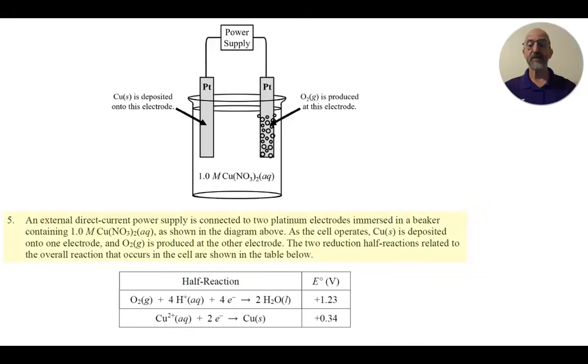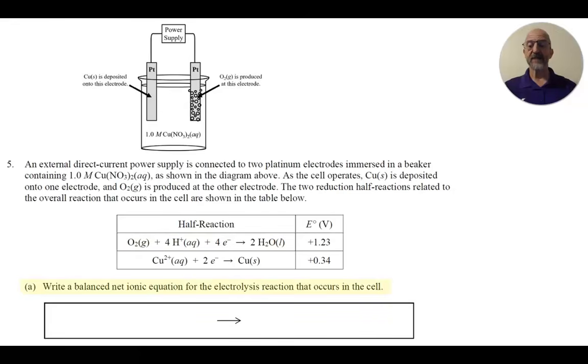So it says in question 5 that an external direct current power supply is connected to 2 platinum electrodes immersed in a beaker containing 1 molar aqueous copper nitrate, as shown in the diagram above. As the cell operates, solid copper is deposited onto one electrode, and oxygen gas is produced at the other electrode. The two reduction half reactions related to the overall reaction that occurs in the cell are shown in the table below. So in part A of question 5, it says write a balanced net ionic equation for the electrolysis reaction that occurs in the cell.